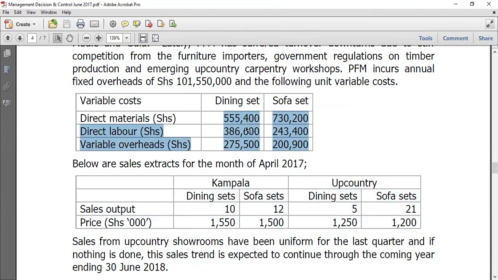At least they have given us the respective costs. So for the dining sets, we can find the respective costs, and for the sofa set, in the same way, okay? And then, they are telling us that the fixed overheads is 101,550.